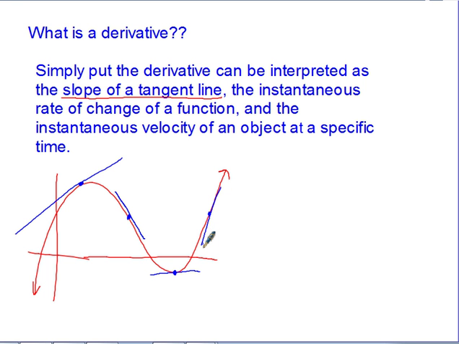Now notice the difference: I'm looking at the slopes of different tangent lines at a certain point. I'm only looking at this point, or this point, or this point. So when I take a derivative of a function, it's the slope of a tangent line at a certain point, not all the time.